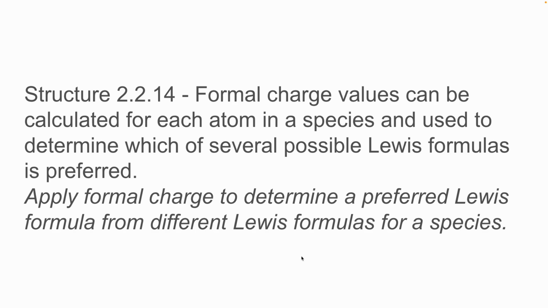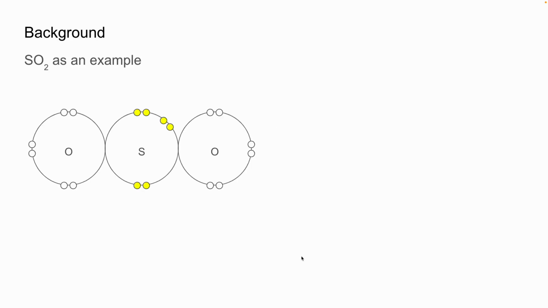S2.2.14, which is looking at formal charge. So here's sulfur dioxide as an example. We've got oxygen with 6 electrons in its outer shell, the other oxygen with 6 electrons in its outer shell, and sulfur with 6 electrons in its outer shell. One way of putting those together is for sulfur electrons to go across there. Oxygen normally forms a double bond, so we've got a double bond there.